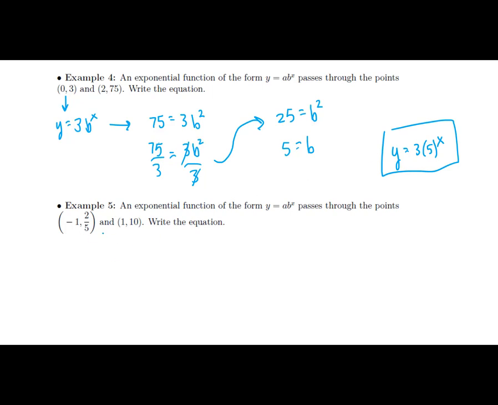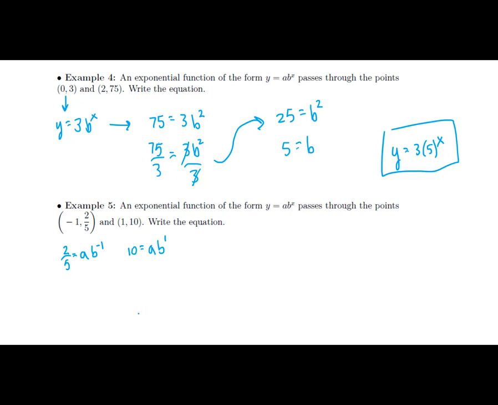Now in example 5, this is a little harder because they don't give us that initial value where x is equal to 0, where we could just say, oh, that number is a. Here they don't give us x equals 0. So that's a little trickier. So what we're going to want to do is set up a couple of equations where we plug in these values for x and y. So on the one hand, we'll be able to say that 2/5 is equal to a times b to the -1. And on the other hand, we'll be able to say 10 equals a times b to the 1.